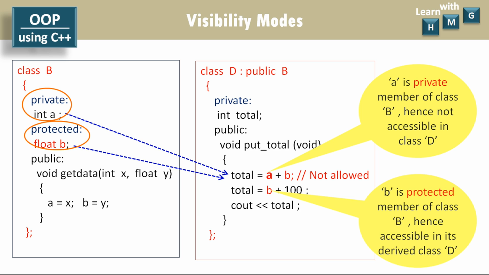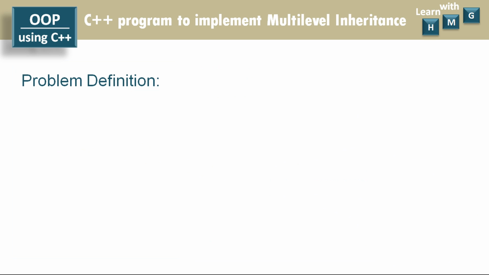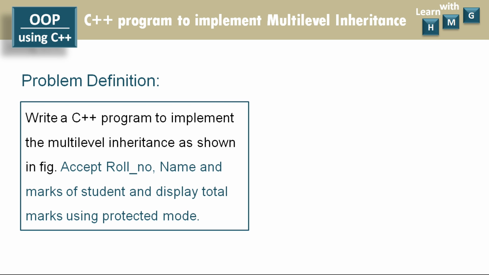Let us go for a C++ program to implement multi-level inheritance, and in this we will use the private, protected and public modes. The problem definition is like this: write a C++ program to implement multi-level inheritance as shown in the figure. Accept roll number, name and marks of a student and display total marks using protected mode.